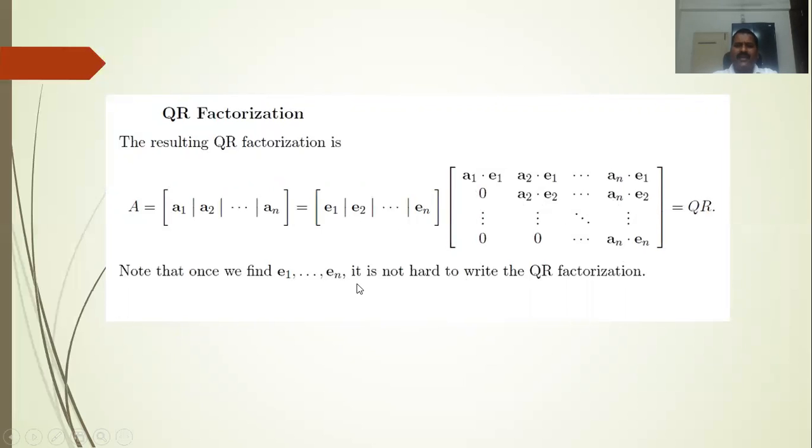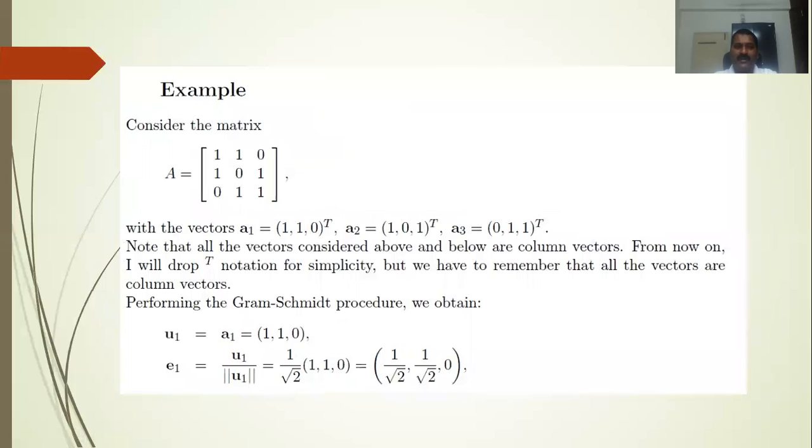Right. Once we have E1, E2, En, then it's not hard to find. So the core process in here is a Gram-Schmidt orthogonalization process. Let's take an example. A equal to 1, 1, 0 is the first column, 1, 0, 1 the second column, and 0, 1, 1 the third column. There can be 4 columns, 5 columns, or n columns.